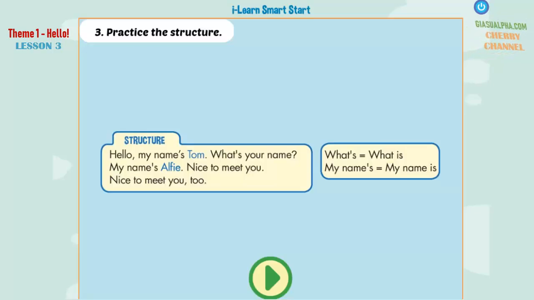B. 3. Practice the structure. Hello, my name's Tom. What's your name? My name's Alfie. Nice to meet you. Nice to meet you, too.